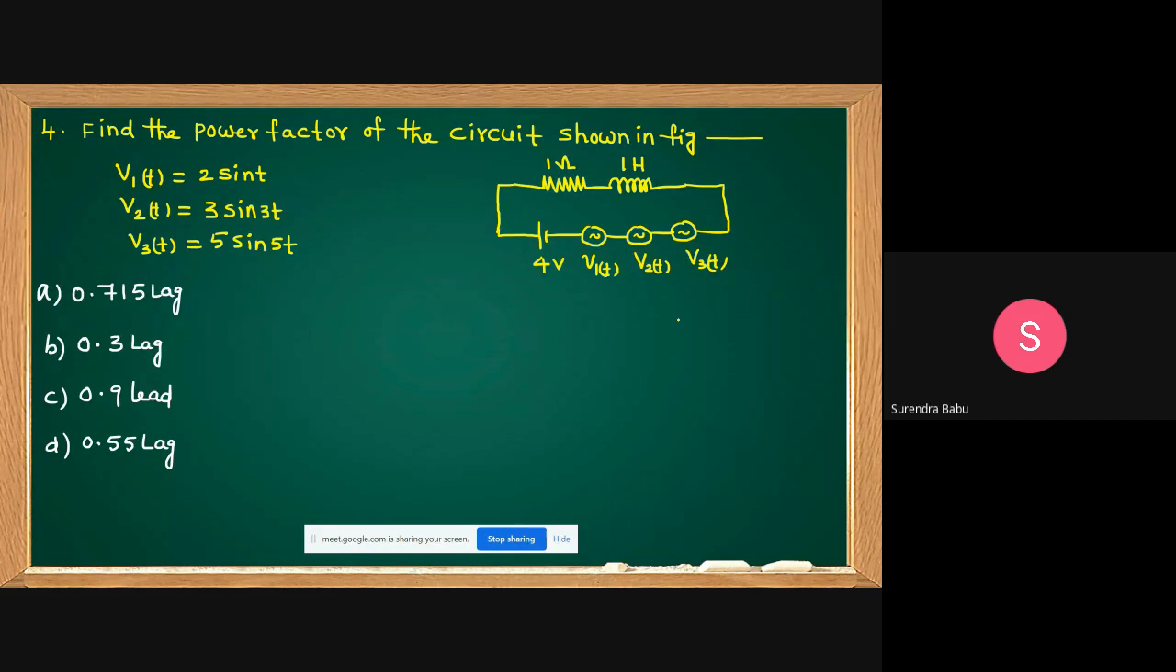This also has total RL elements. It can never be leading. Here it is lagging only. That's why option C is not the answer, because it is an RL combination. That's why it is lagging.